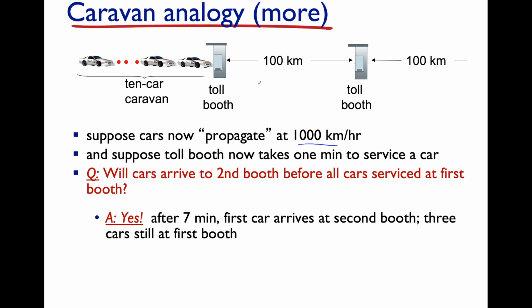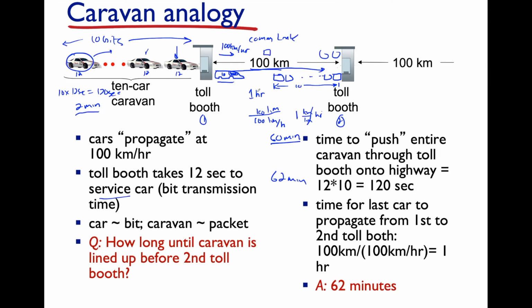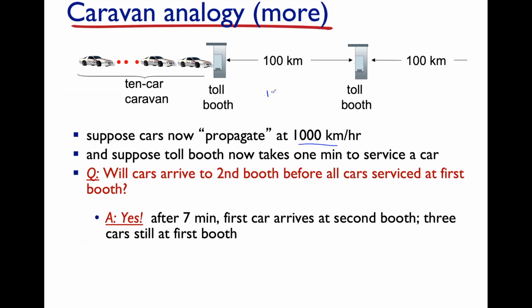So if you are propagating at 1,000 kilometers per hour, and you go 100 kilometers, so 100 kilometers divided by 1,000 kilometers per hour, that's equal to 1/10 kilometers over kilometers times hour. Kilometers cancel, that's 1/10 of an hour. An hour is 60 minutes, so 1/10 of 60 minutes, that's 6 minutes for the propagation speed. Instead of 60 minutes, it's 6 minutes for the propagation time to go from one toll booth to the second toll booth along the 100-kilometer roadway.